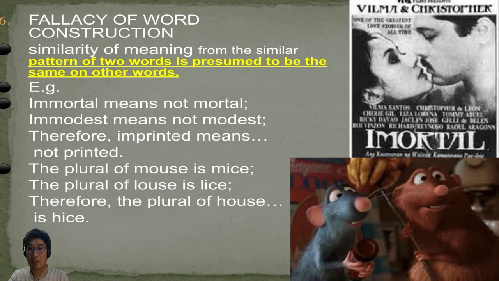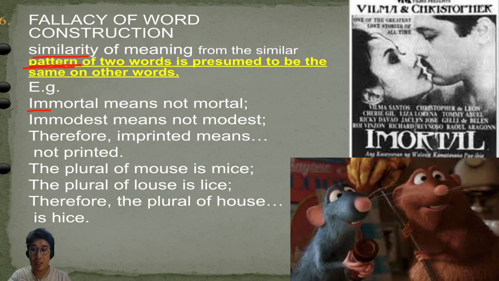Fallacy of word construction. Now, for the fallacy of word construction, ang titingnan natin dito is the similarity. Ang keyword natin here is the pattern. Okay, may pattern of two words that we presume that it is also similar on the next words. May similarity of meaning, and then we presume that it is also applicable on the next premise. Okay, alin dito yung similarity or pattern? Now, we have pattern here.